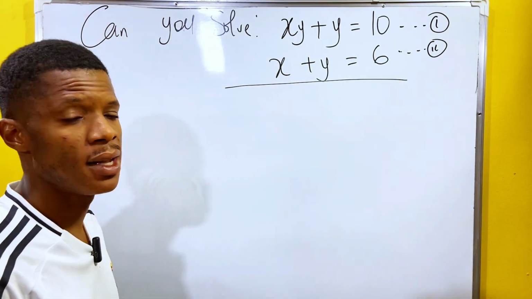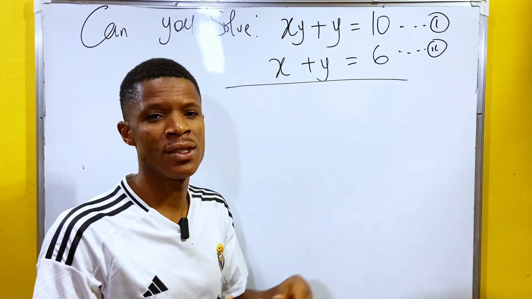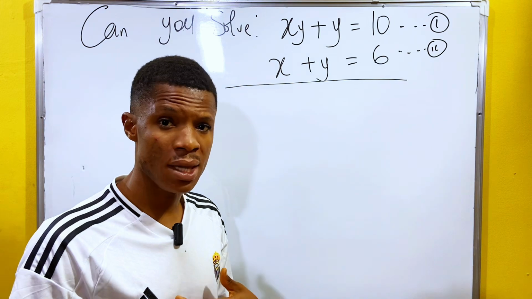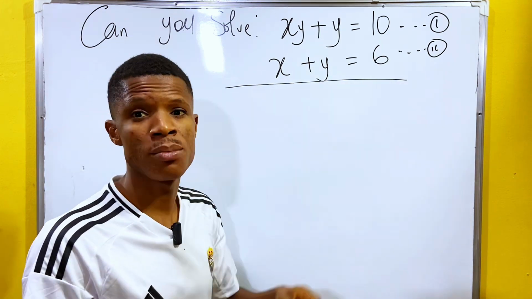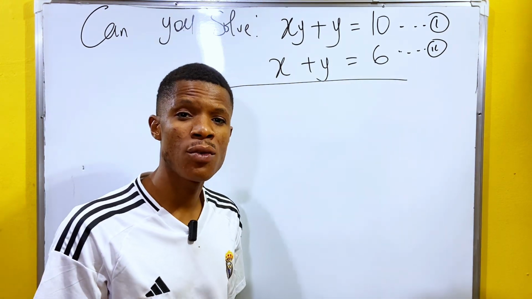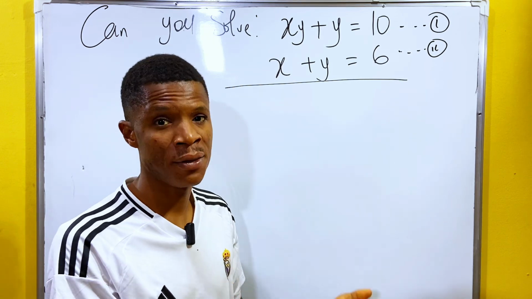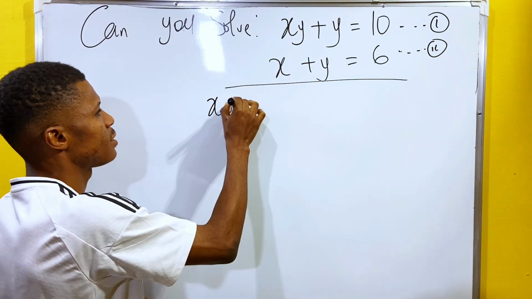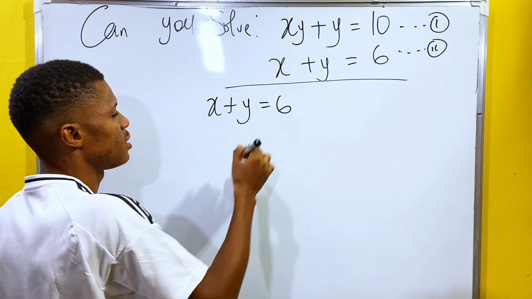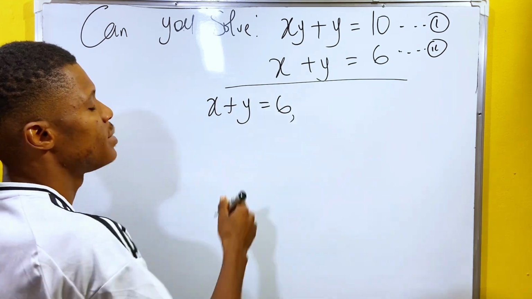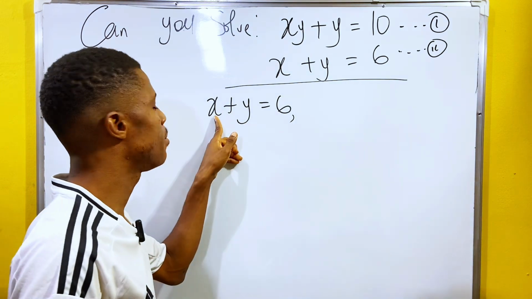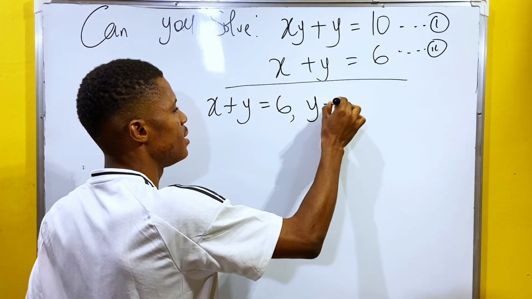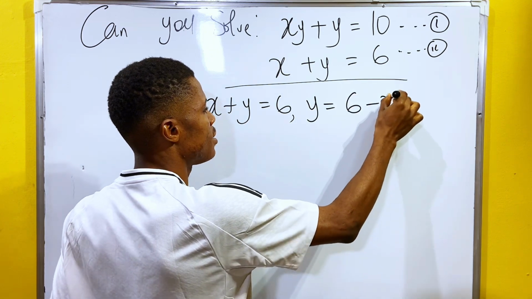It is easier to make x or y the subject of the formula in any of the equations. So for me, I will try to make y the subject of the formula. After making y the subject, I will now find my x. So from equation 2, which says that x + y = 6, to make y the subject of the formula, I would simply minus x from both sides, so that you see that y = 6 - x.